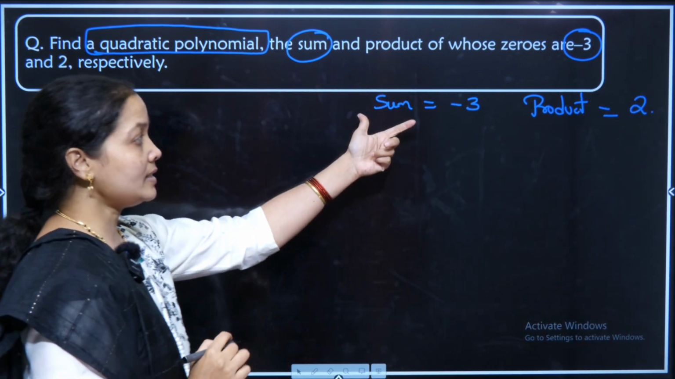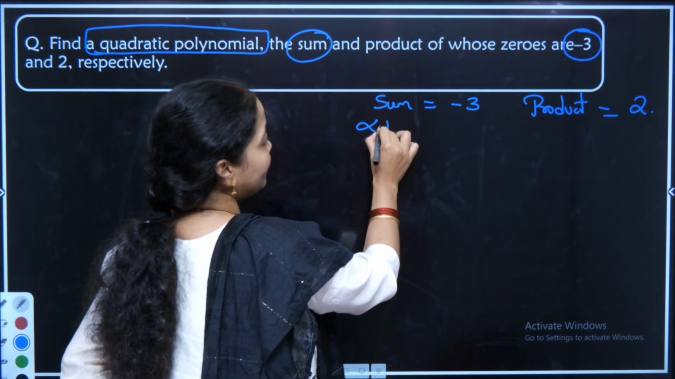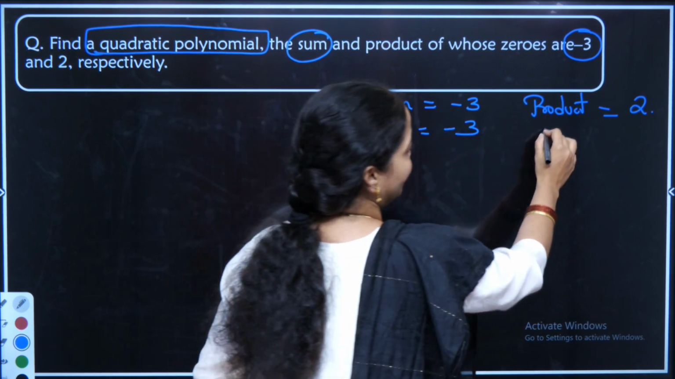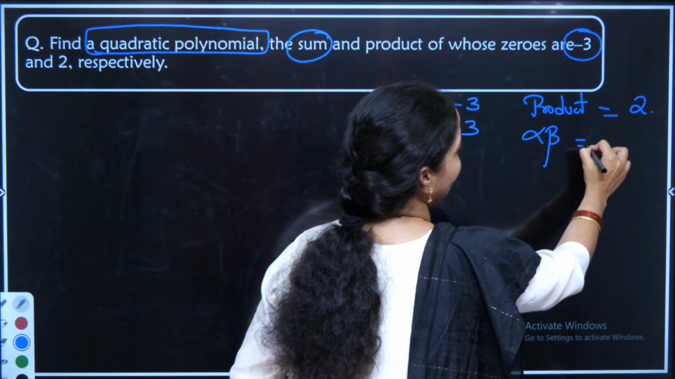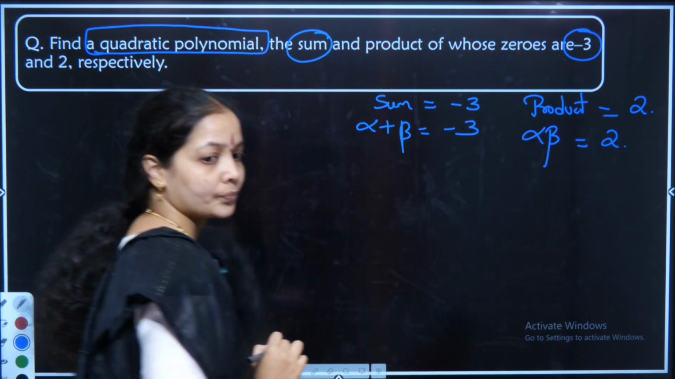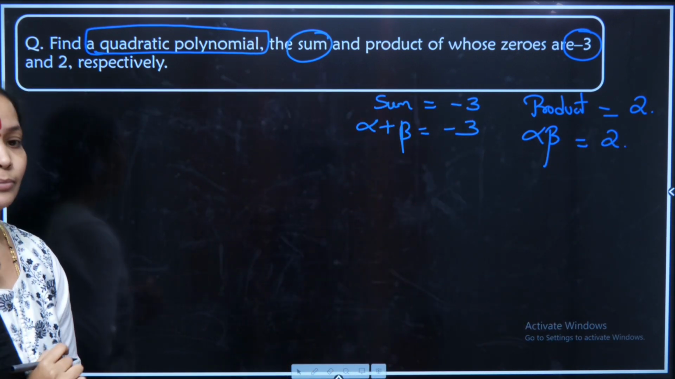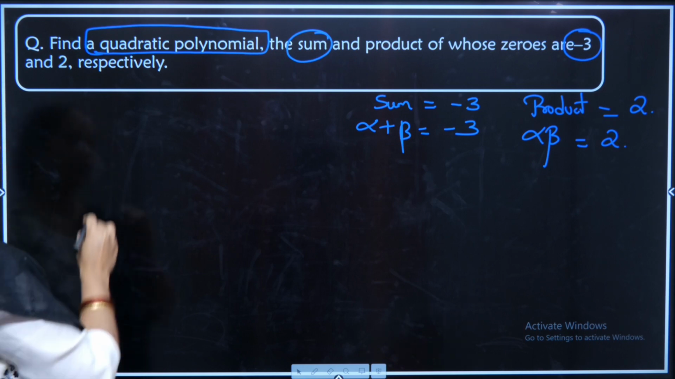So sum means the sum of the roots, which is alpha plus beta, that is given to be negative 3. Product means product of the roots, that is alpha into beta, which is given as 2. Whenever I have to frame a quadratic polynomial, I have a general form.